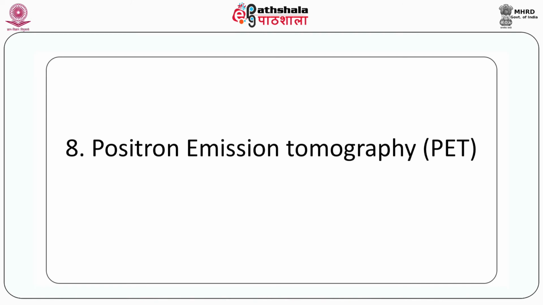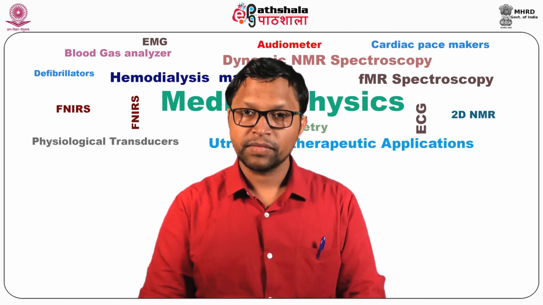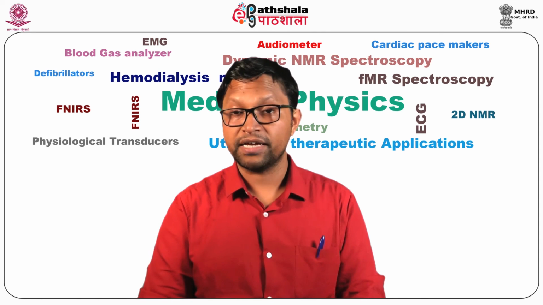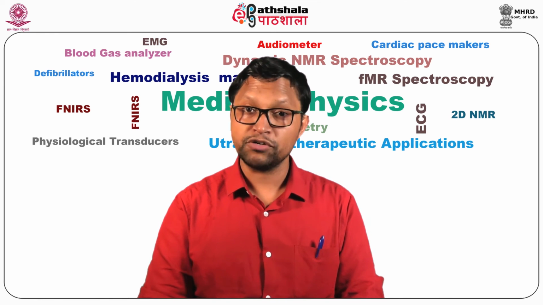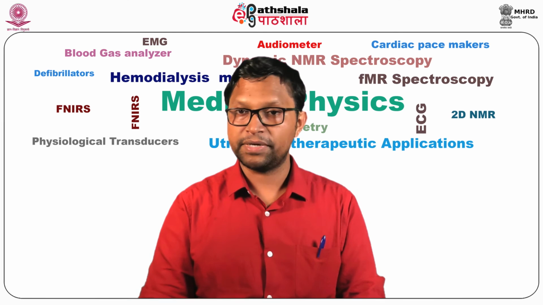Another technique for blood flow measurement is positron emission tomography, or PET in short. The word tomography means a technique for displaying a representation of a cross section through a human body in 2 dimensions.